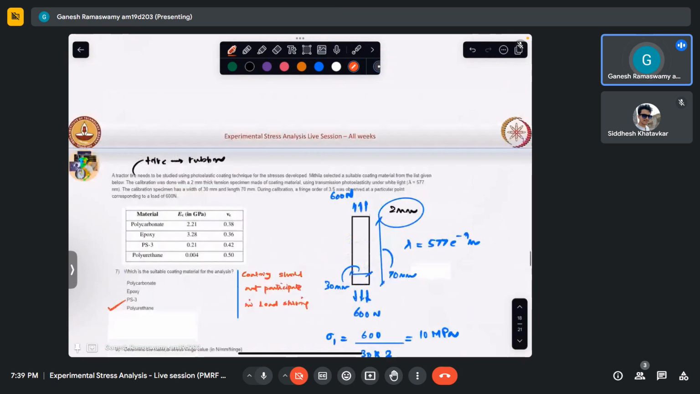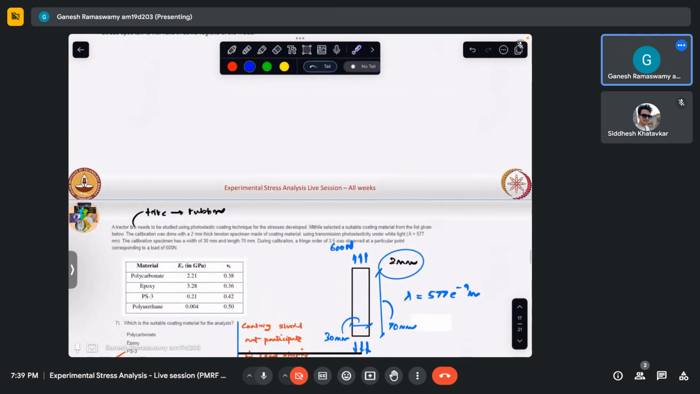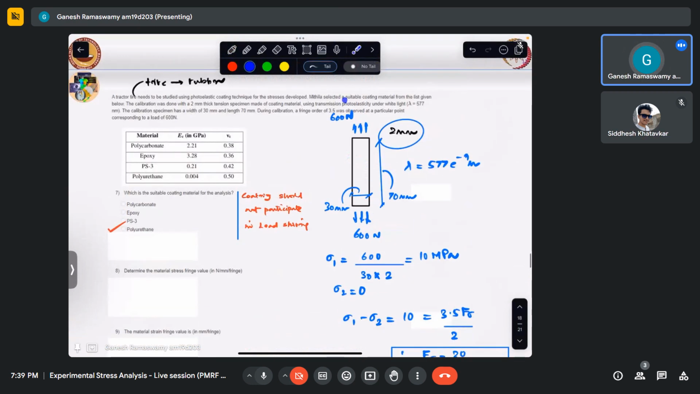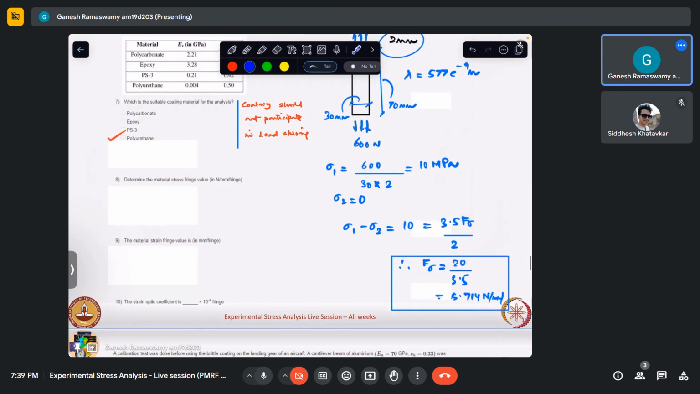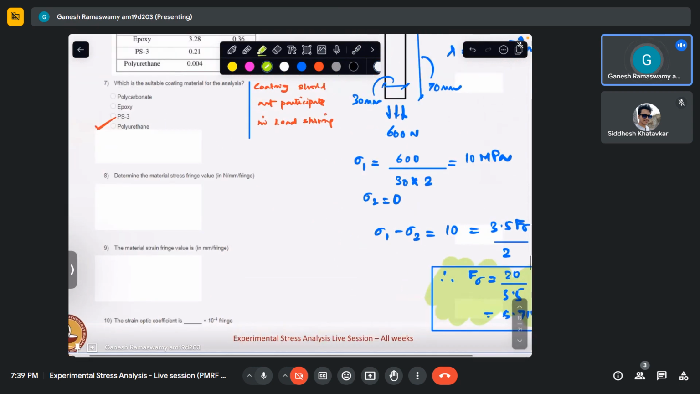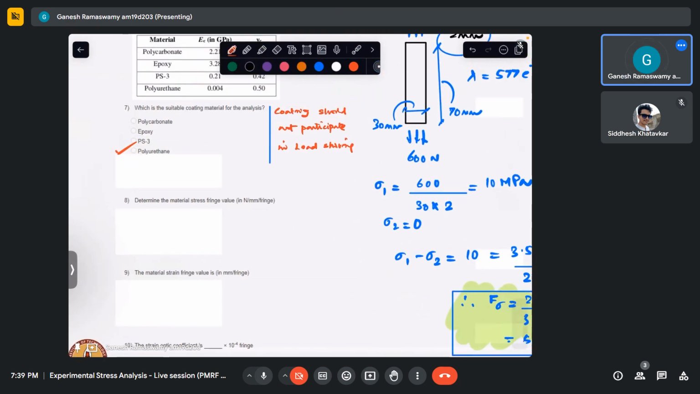For that, they conducted such a test and they loaded the uniaxial tension specimen to 600 Newton and they found that the fringe order was 3.5. From this analysis, we found out that F sigma is coming out to be 5.714 for this case.